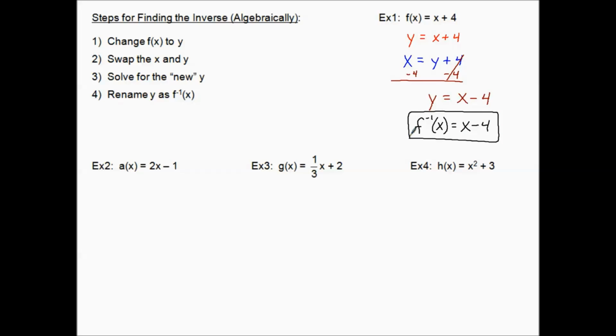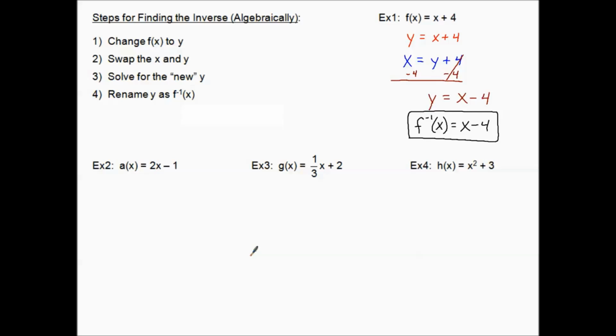Our original function was f of x equals x plus 4. Our inverse function, where we use this special symbol, is x minus 4. And that makes sense because these are inverses. They undo each other. If you have a number and you add 4 to it, and then you take that result and subtract 4, you're back to the original.